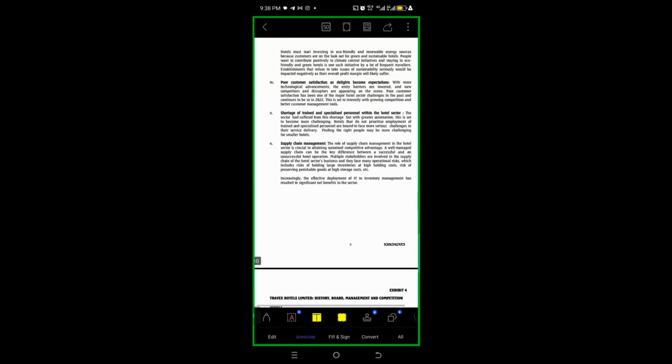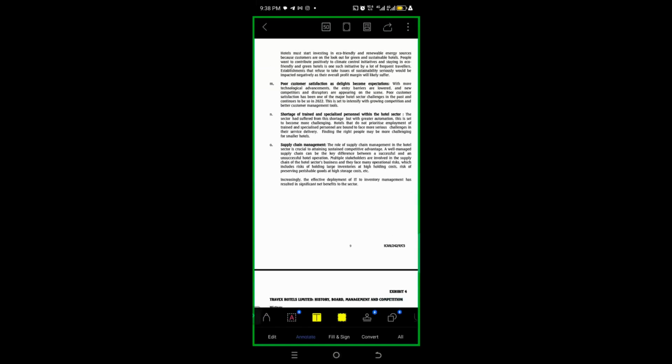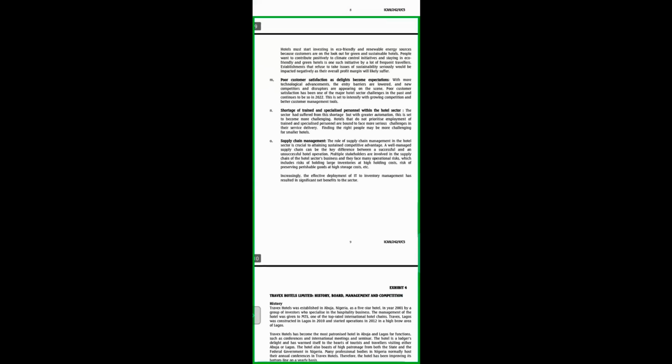Hotels must start investing in eco-friendly and renewable energy sources because customers are on the lookout for green and sustainable hotels. People want to contribute positively to climate control initiatives, and staying in eco-friendly and green hotels is one such initiative by a lot of frequent travelers. Establishments that refuse to take issues of sustainability seriously will be impacted negatively as their overall profit margin will likely suffer.